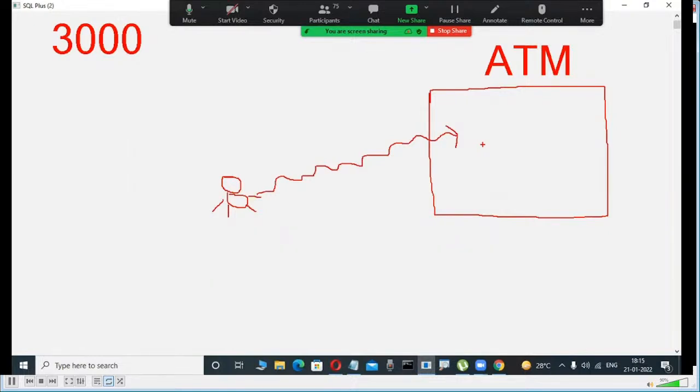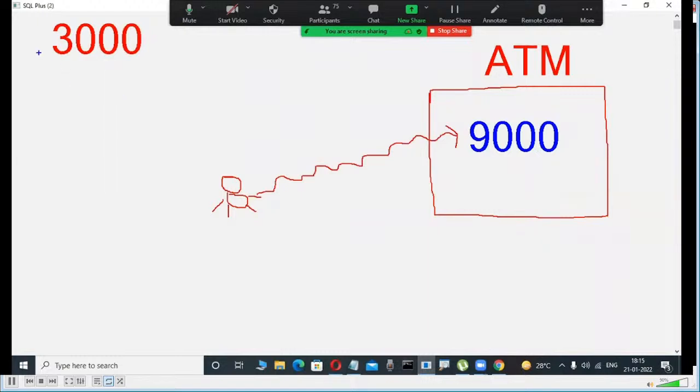Now I decided to withdraw some amount. Fine, but 3,000 is my available balance. Whenever I insert the ATM card, after entering the amount it will ask. In that case, suppose I mentally decided to withdraw 9,000 rupees. Now as I try to withdraw 9,000 rupees, am I getting 9,000 rupees? No.